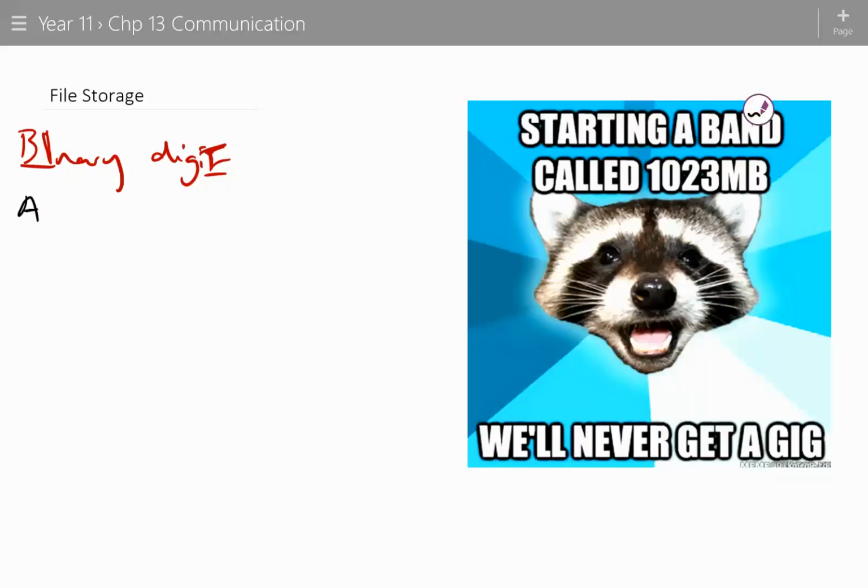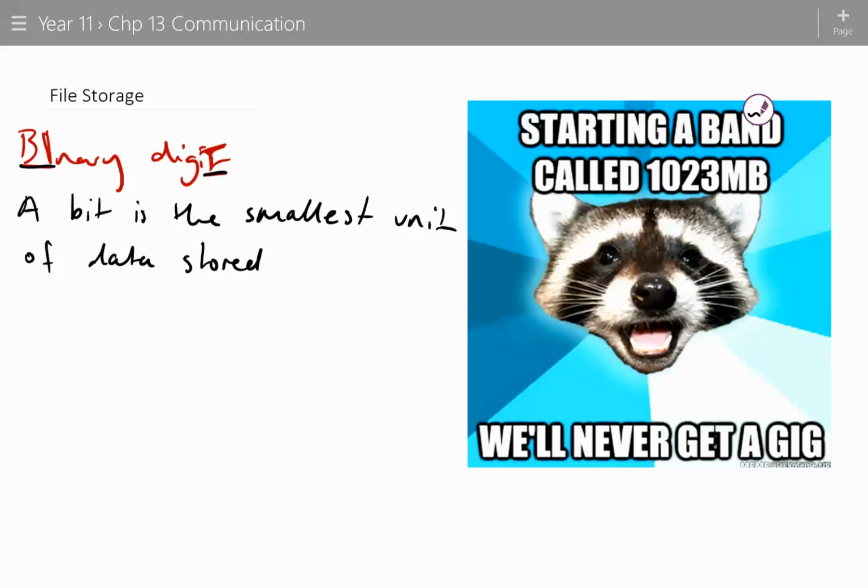So a bit, from the BI and the T on the end, a bit is the smallest unit of data stored in an electronic device.